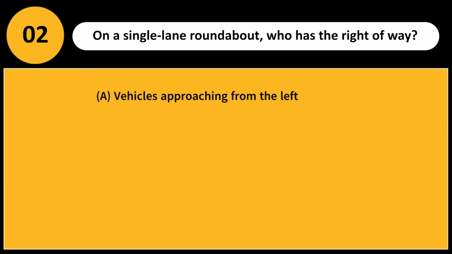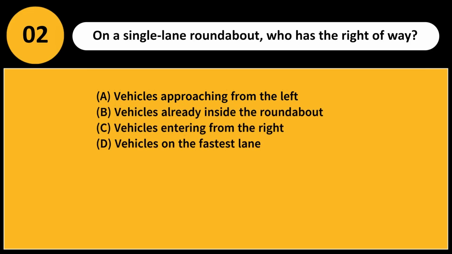On a single-lane roundabout, who has the right of way? A. Vehicles approaching from the left. B. Vehicles already inside the roundabout. C. Vehicles entering from the right. D. Vehicles on the fastest lane.